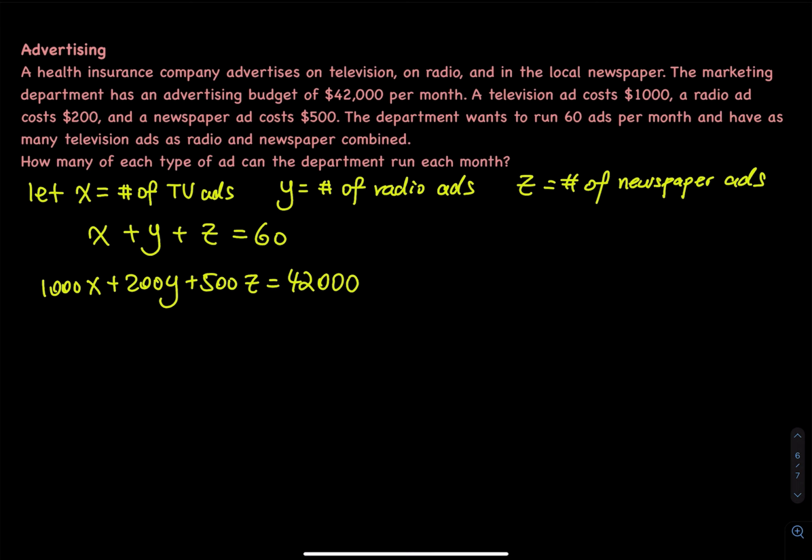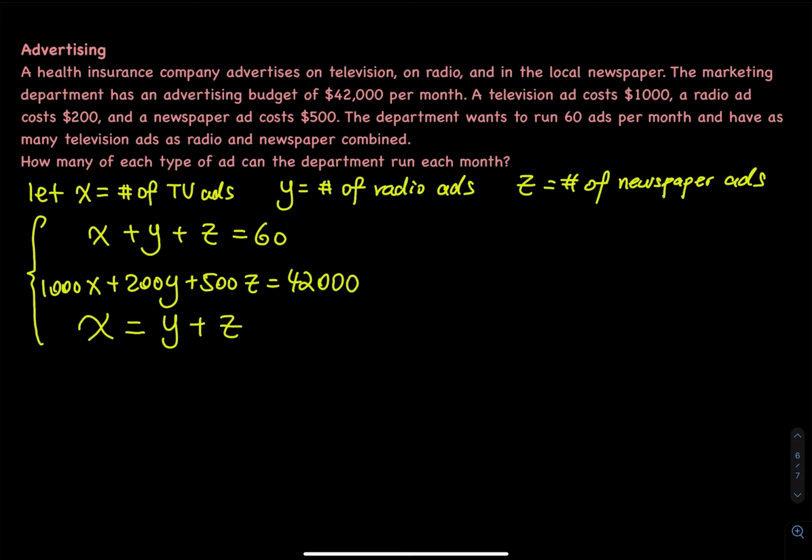And then the last one is pretty tricky. The department wants to run 60 ads per month and have as many TV ads as radio and newspaper combined. So TV equals radio plus newspaper. What is TV? TV is x. X equals radio plus newspaper combined. So that will be x, the TV, equals y plus z. Then we have 3 equations.